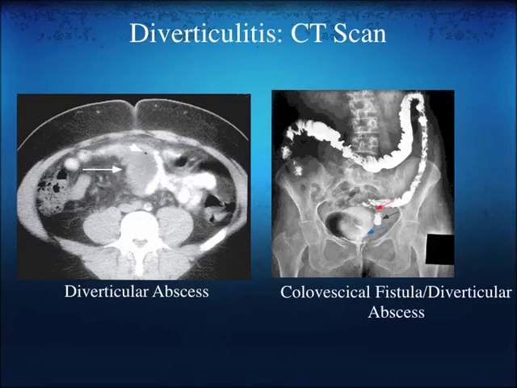And that is an extraluminal air collection. That indicates that this is an abscess. On the right is a barium enema that shows filling of the bladder. That's that central connection in the pelvis. That indicates a colovesical fistula.